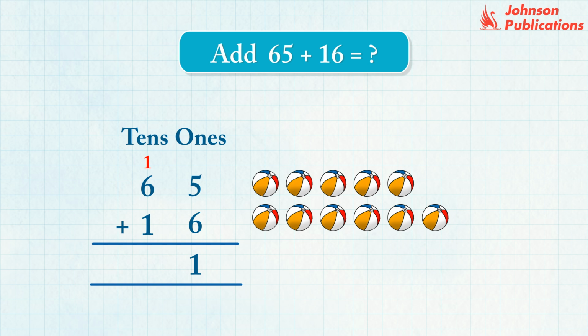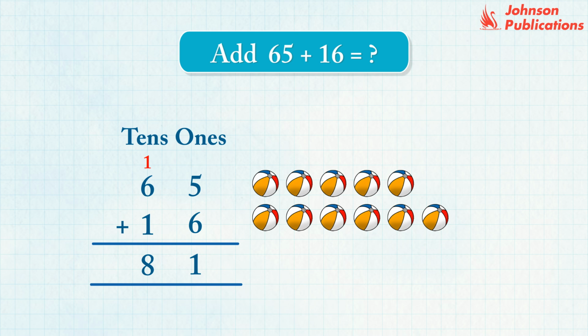Step 2. Add the tens. 6 tens plus 1 ten plus 1 is equal to 8 tens. Write 8 in the tens place. Thus, 65 plus 16 is equal to 81.